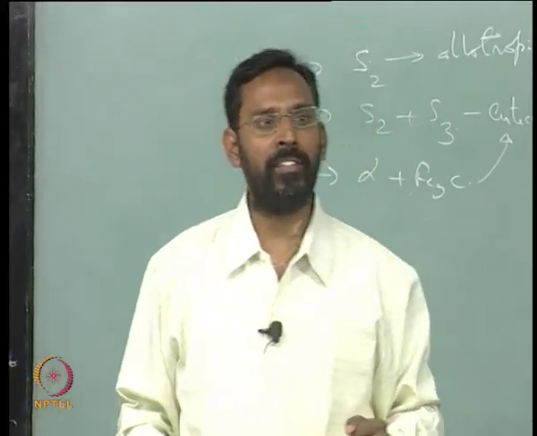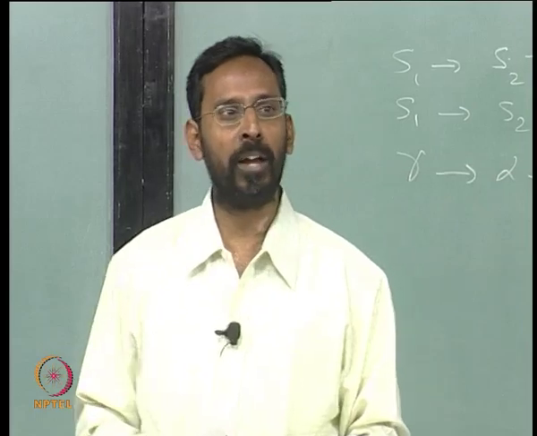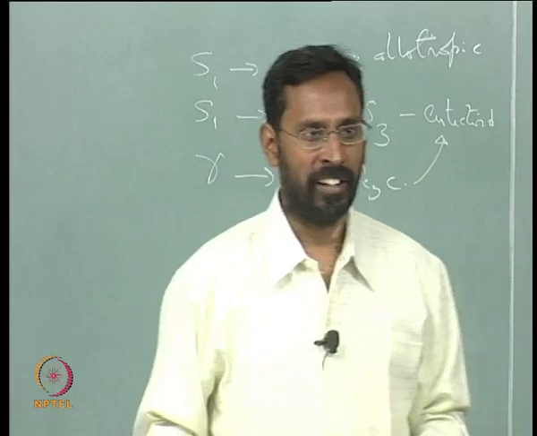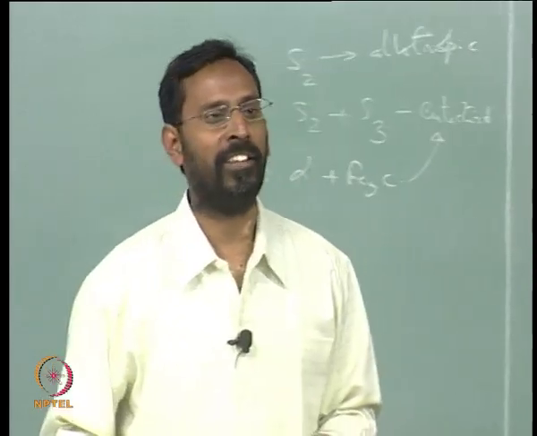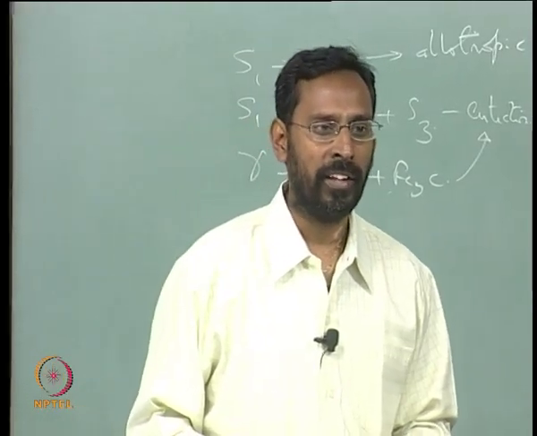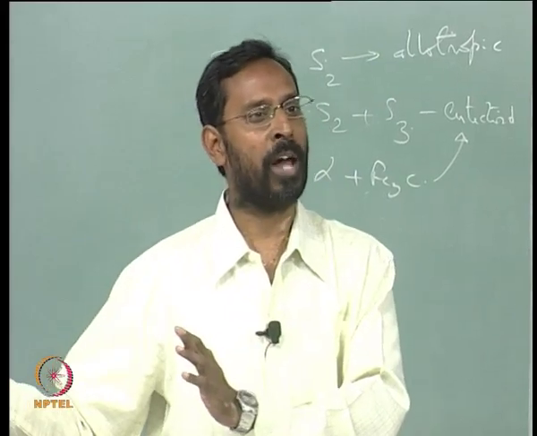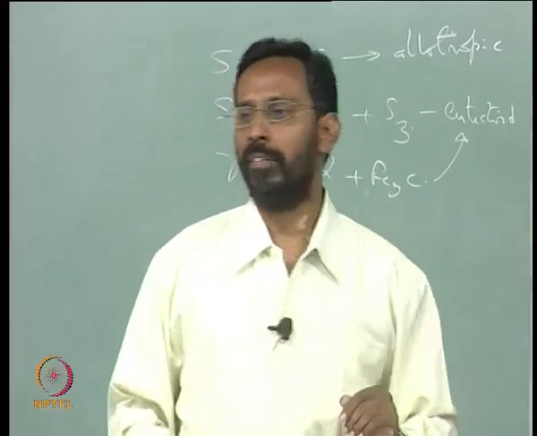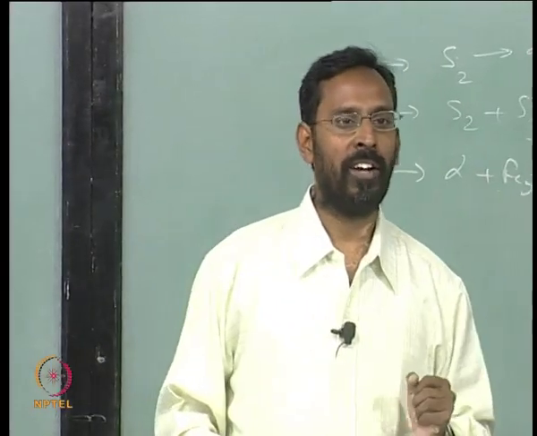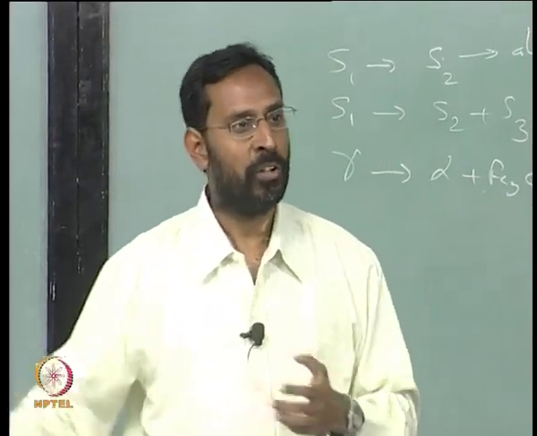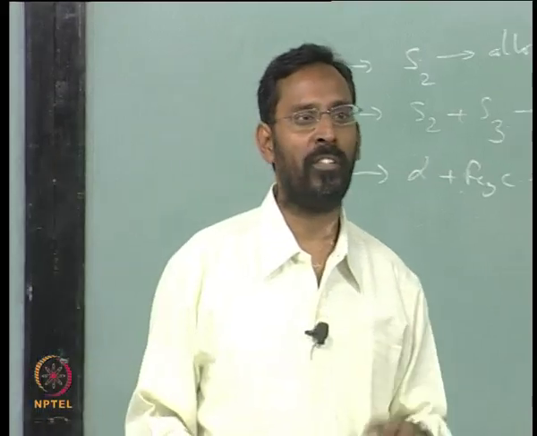What is the composition of epsilon carbide, anybody knows? Fe2.4C or Fe2.2C, this is what people talk about. So that means definitely its carbon content is different from that of the martensite from which you are starting. And what is the structure of epsilon carbide?